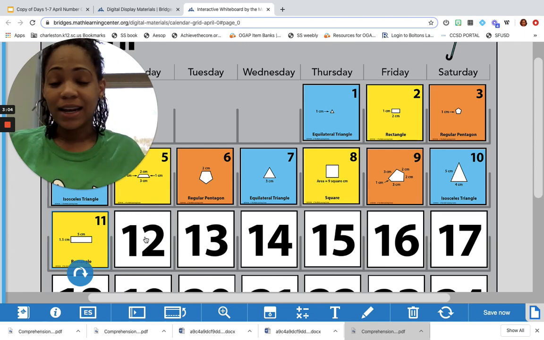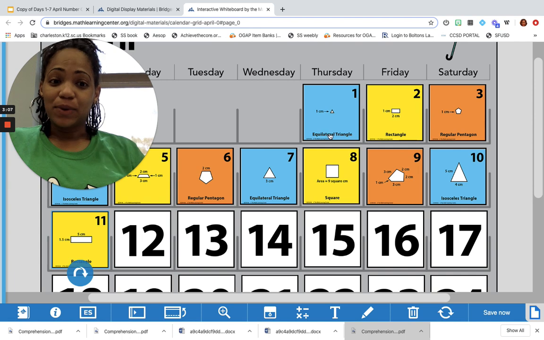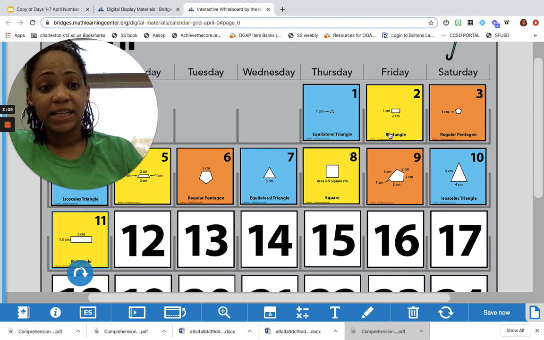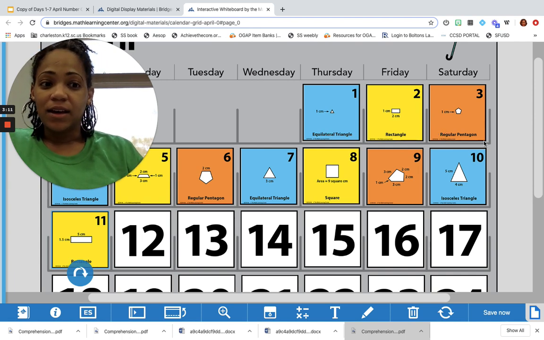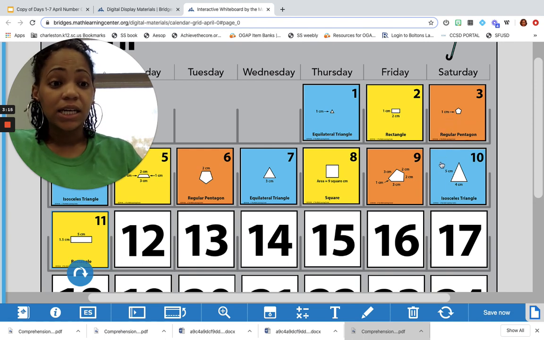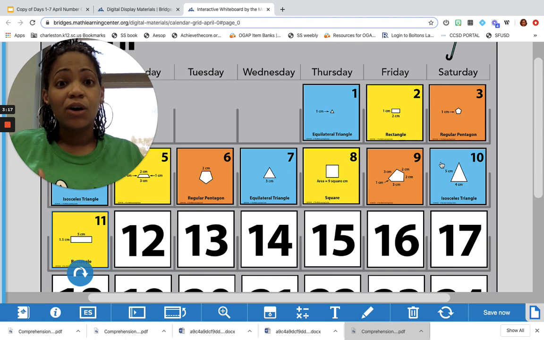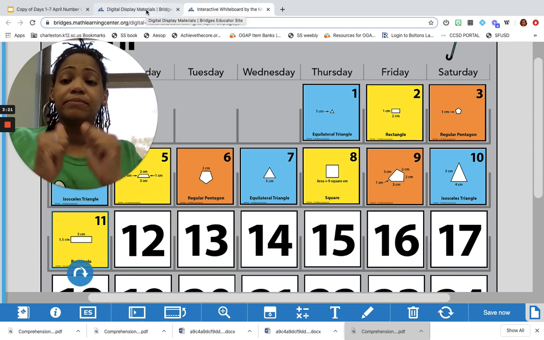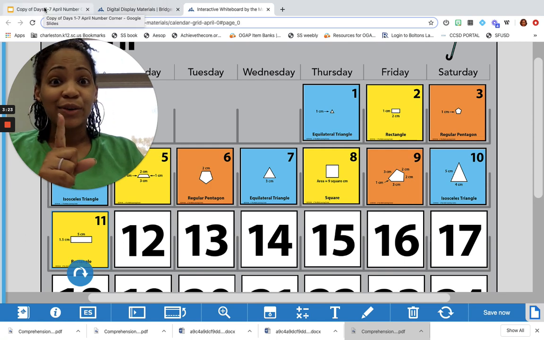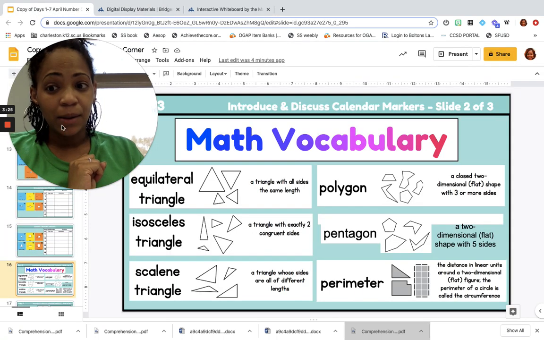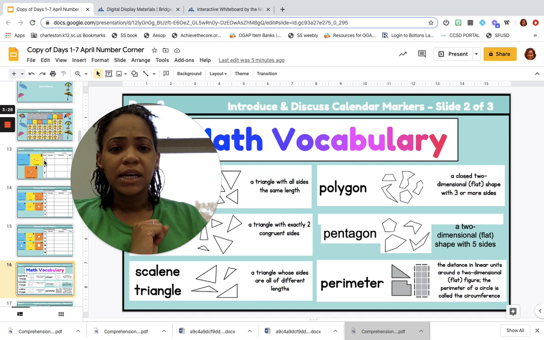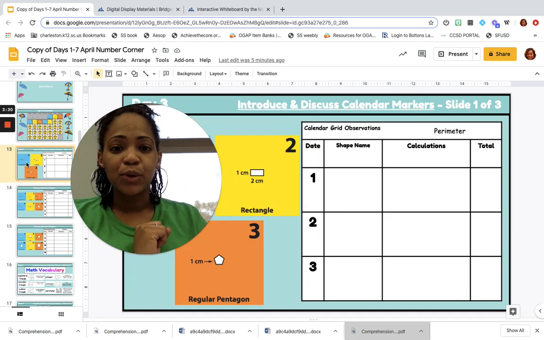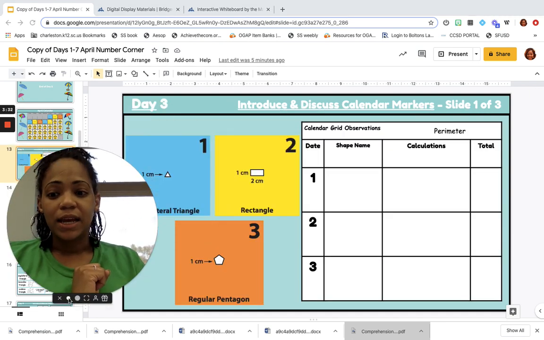Yes, a lot of shapes. We have equilateral triangles. We have rectangles. Oh, there's that word regular again. A regular pentagon is a regular polygon, which means all the sides are the same. So let Miss Trammell back up for a second. And let's start with day number 1, which is April 1st. And let's fill in our calendar grid recording sheet for day 1.